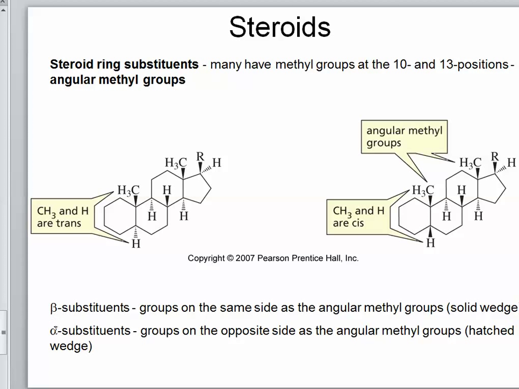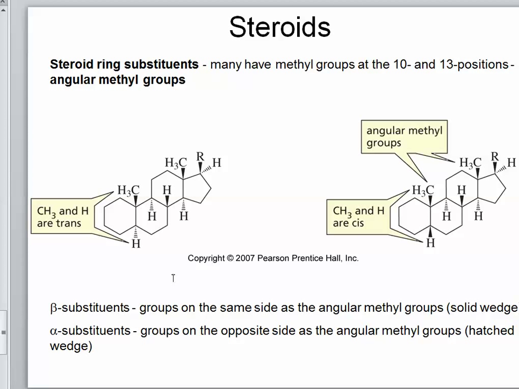Alpha and beta will come back again. Beta substituents basically means the groups are on the same side as the angular methyl groups. And alpha substituents mean that the groups are on the opposite side from the angular methyl groups. So keep that in mind.